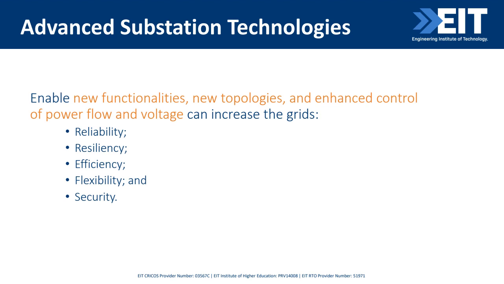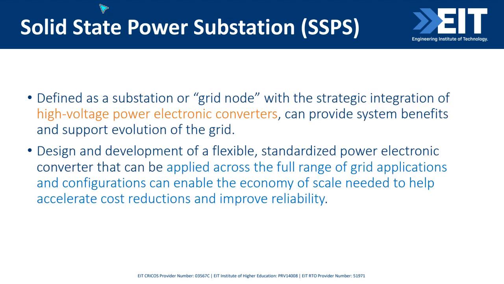But now, when I showed all these things to the United States, they were very interested. They wanted me to build a lab over there in San Francisco. But now they have come up with a new thing. They said that they want advanced substation, which means that they want a substation which has new topologies and a huge enhancement of control of power flow. So the grid can be more reliable, more resilient, more efficient, more flexible, and more secure. So you can see that they are now talking about solid state power substation, and that's what I'm going to build in the United States.